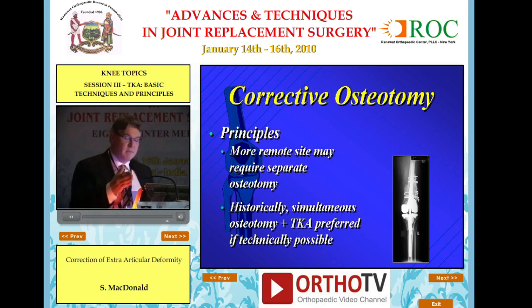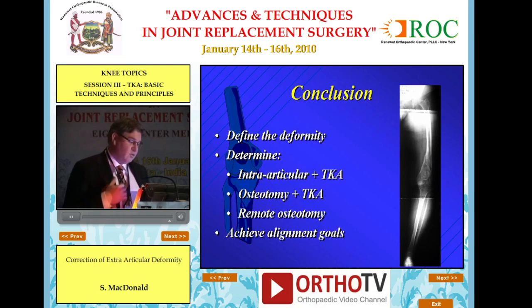I think it might be a little bit much, and this is one of the ones that I did in my practice that actually had a delayed union. I had to go back in and bone graft it, and I tried to do it all at the one stage. So, in conclusion, I think we need to define the deformity, determine whether or not we're going to be able to do an intra-articular plus total knee, osteotomy and total knee, or remote osteotomy, and achieve the alignment goals that you've already heard about this morning.